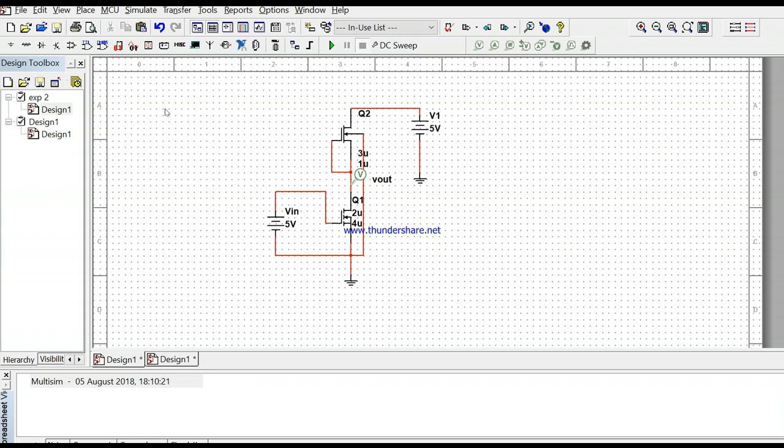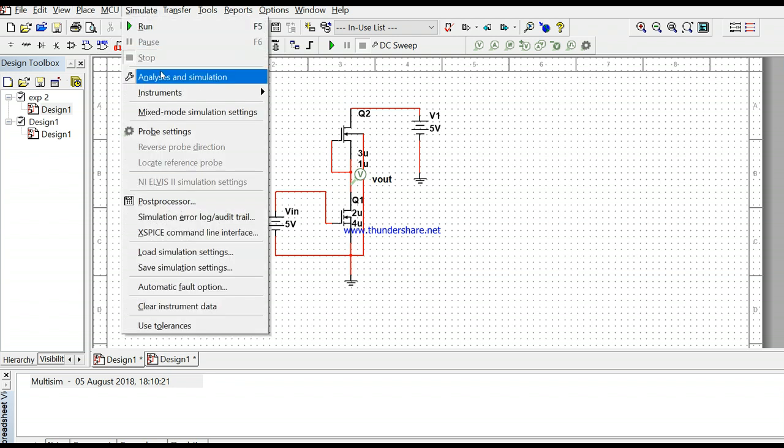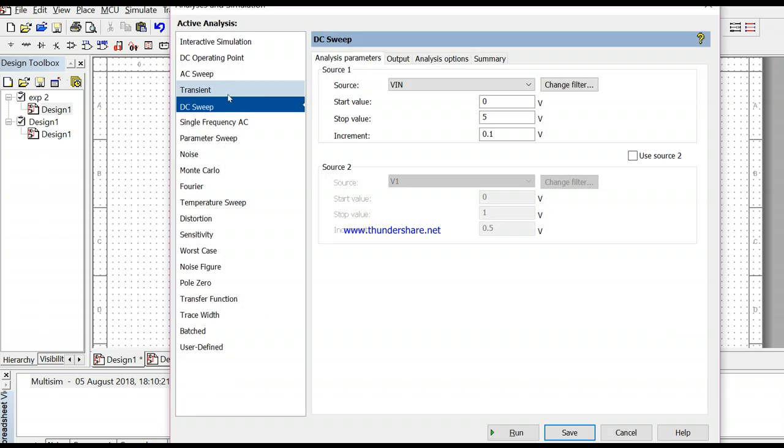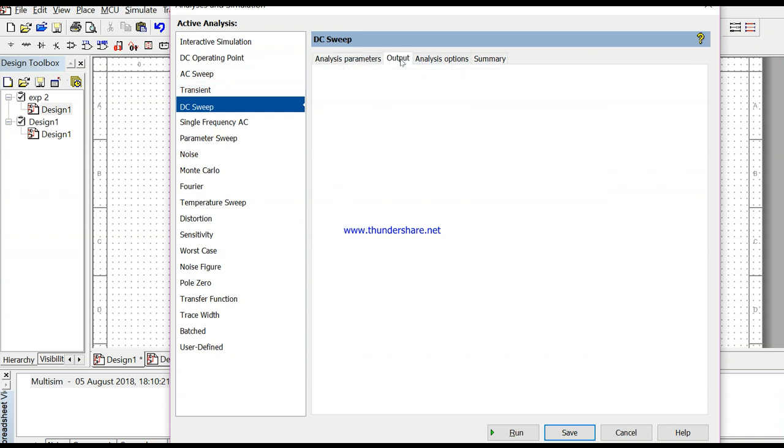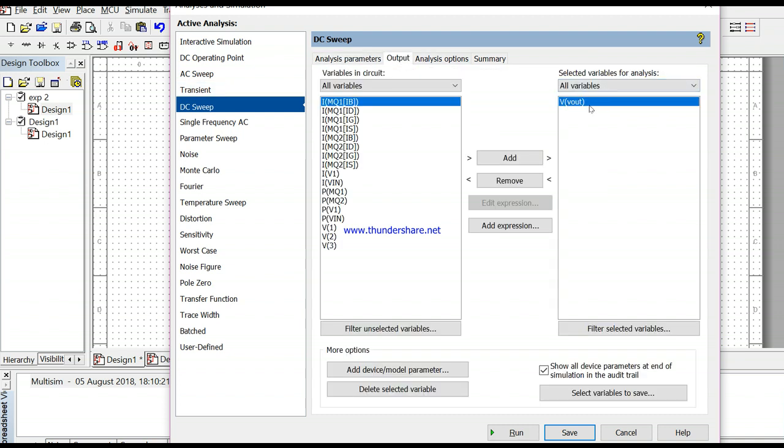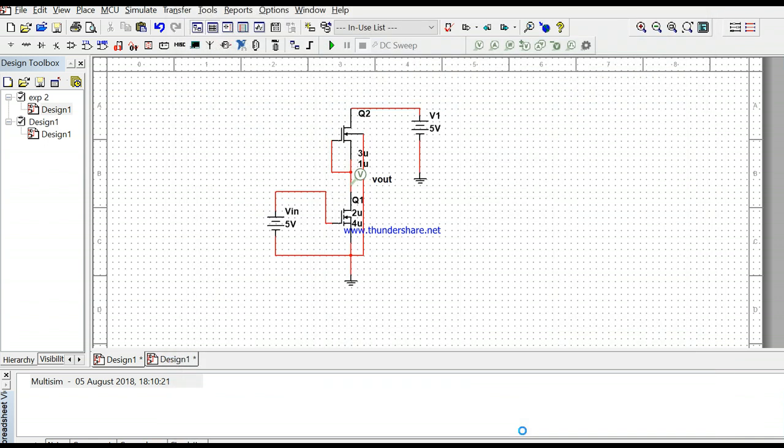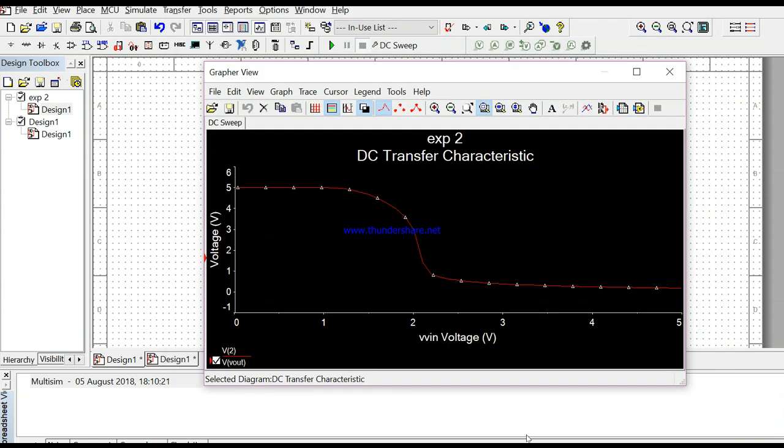Now for running this simulation, go to simulate, analyze and simulate, go to DC sweep, and take V in over here because we have to see the output in terms of the input. The value is 5 volt, which is my VDD, and the increment I want is 0.1 volt. Check whether the output has come over here. It is V out, and run the circuit. You will get the curve like this.